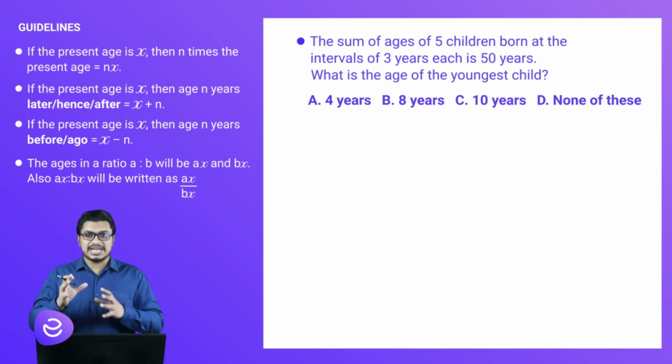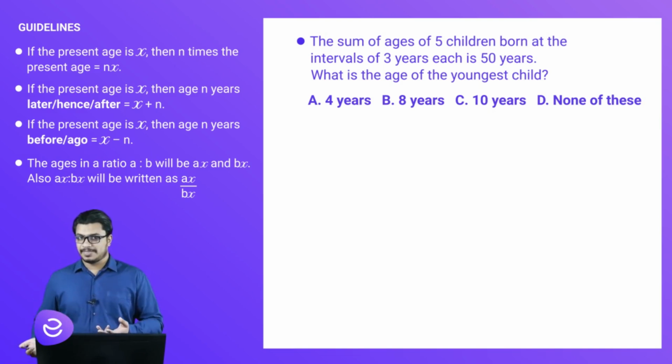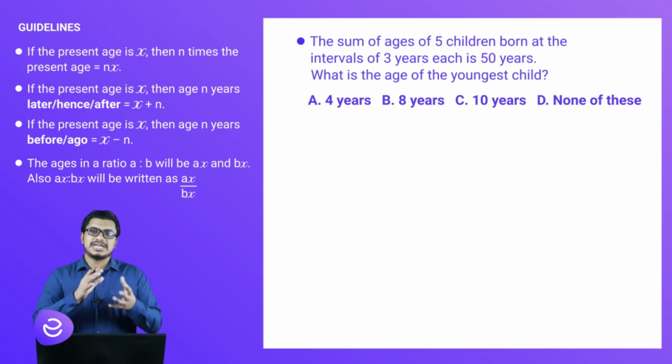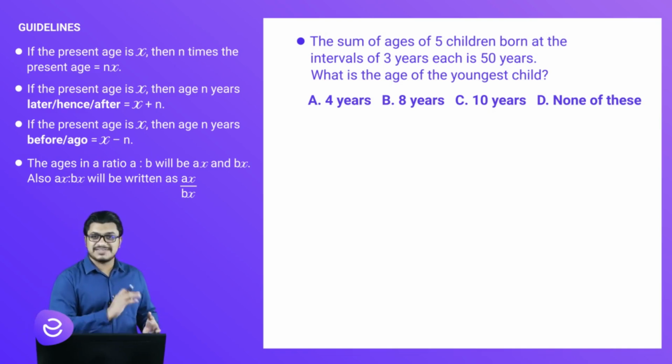That means their ages have a difference of 3 years. So if the youngest child is 1 year old, the next child is 1 plus 3, 4 years old. The next child is 4 plus 3, 7 years old. If the youngest child is 10 years old, the next child is 10 plus 3, 13 years old. So that is what is given in the question.